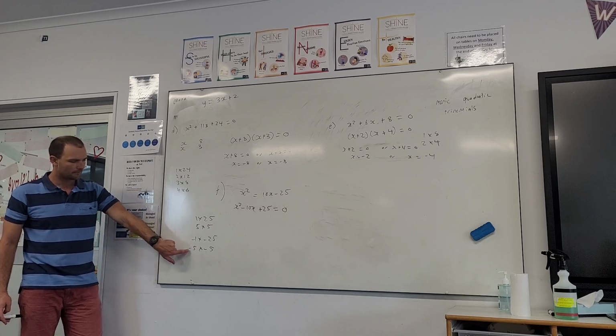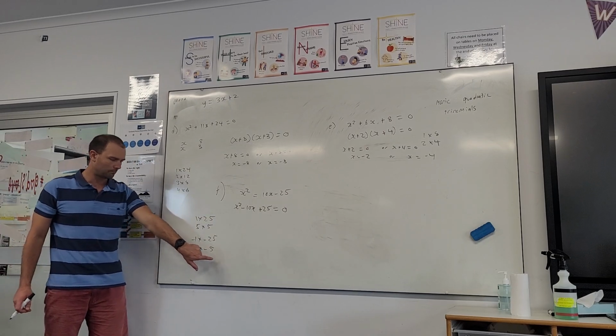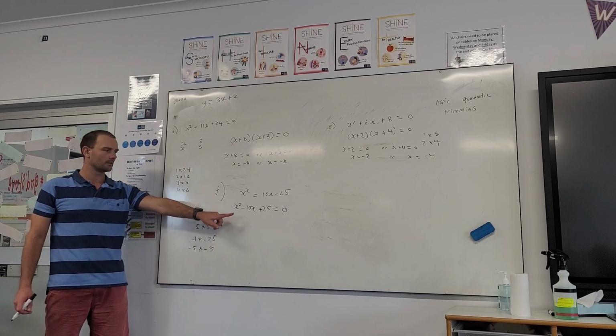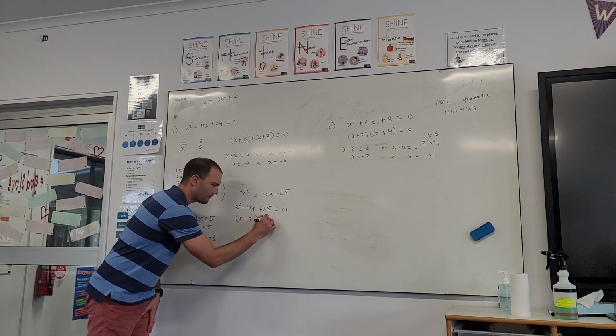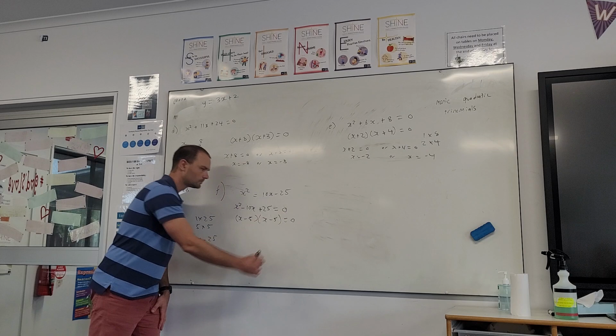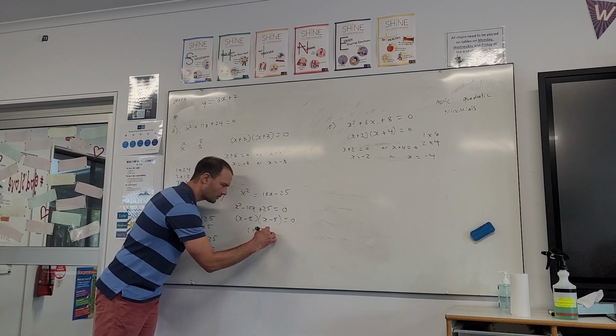So minus 5 times minus 5 is going to give me positive 25. And also minus 5 plus minus 5 gives me minus 10. So that's my solution, right? It's x minus 5 and x minus 5. Now, an alternative way we can write this is x take 5 squared.